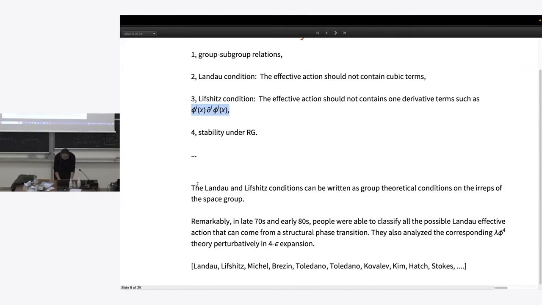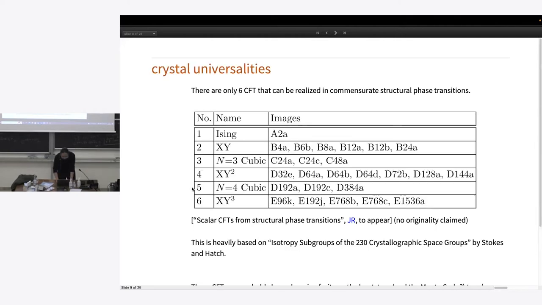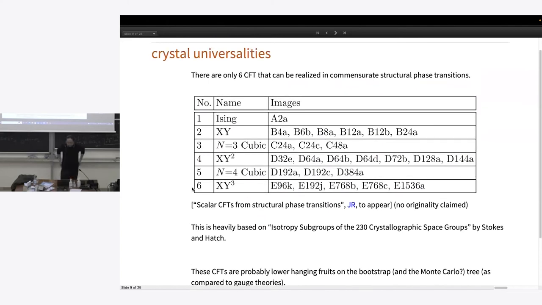So as I was mentioning, these Landau and Lifshitz conditions can be written as group theoretical conditions on the representations of the space group. Remarkably, in the 70s and 80s, people were able to classify all the possible Landau effective actions coming from structural transitions. This is group theory work, representation theory on the space group, as I just mentioned. The early heroes are Landau, Lifshitz, Louis Michel, Edouard Brezin, and all these heroes. They finished this, and I'm a CFT person, so I looked at their result, and it's mostly lost. I don't mean lost, but most people don't think about it when we do research.